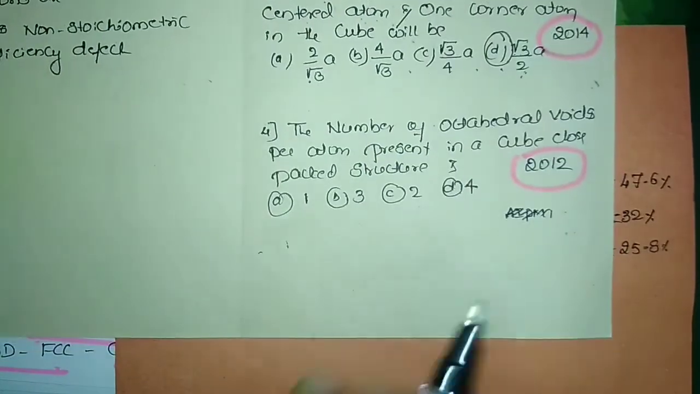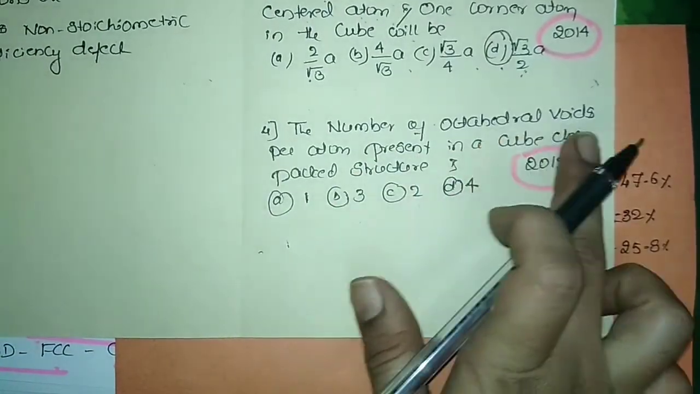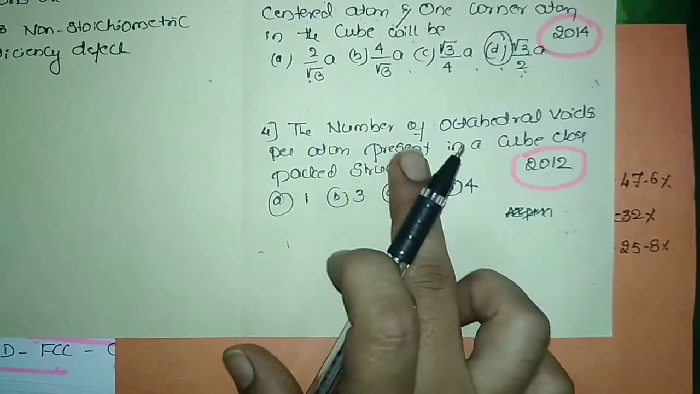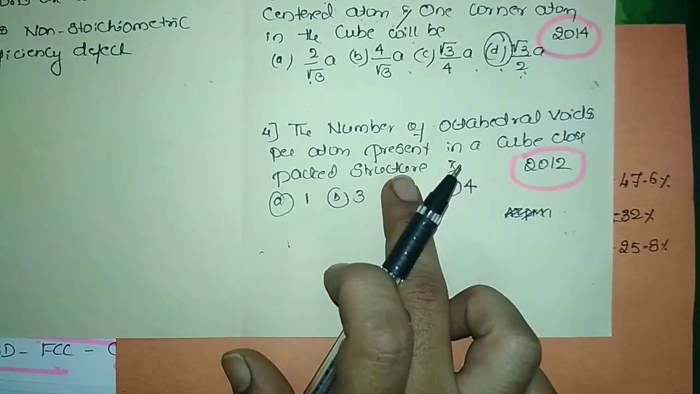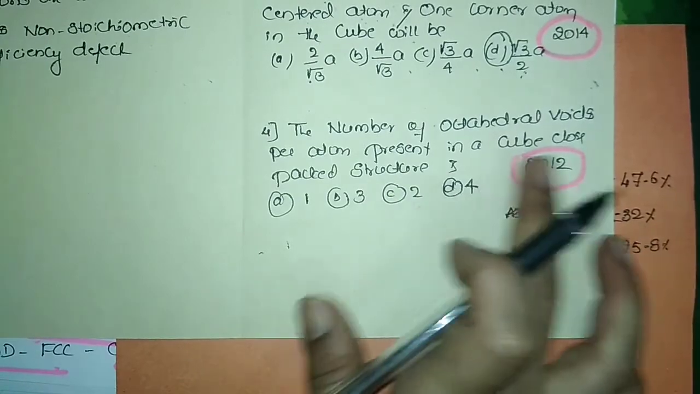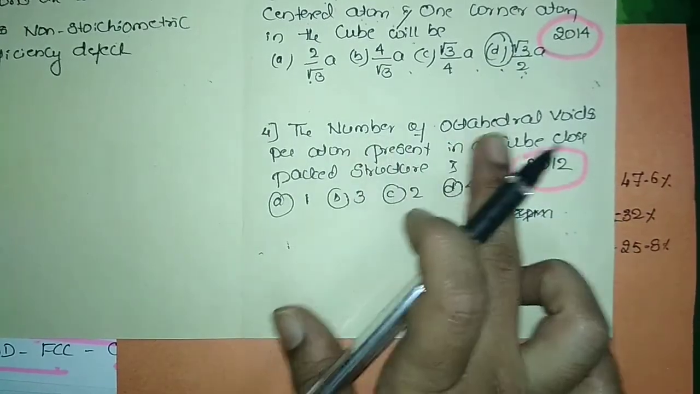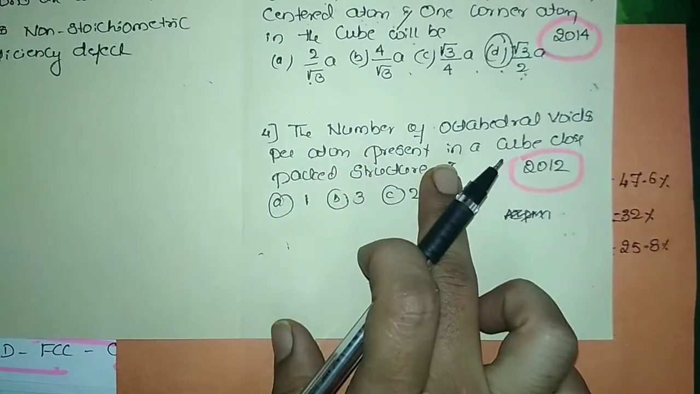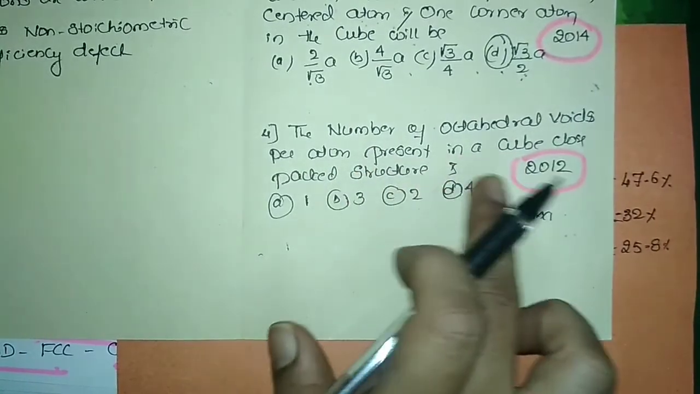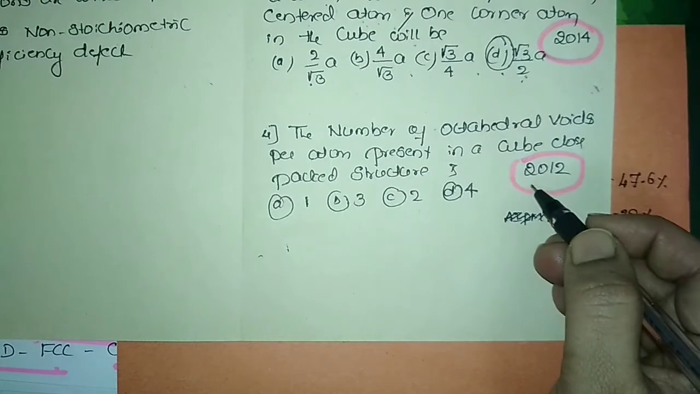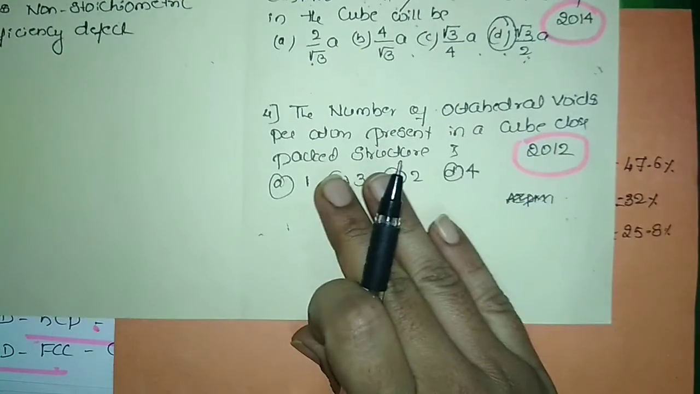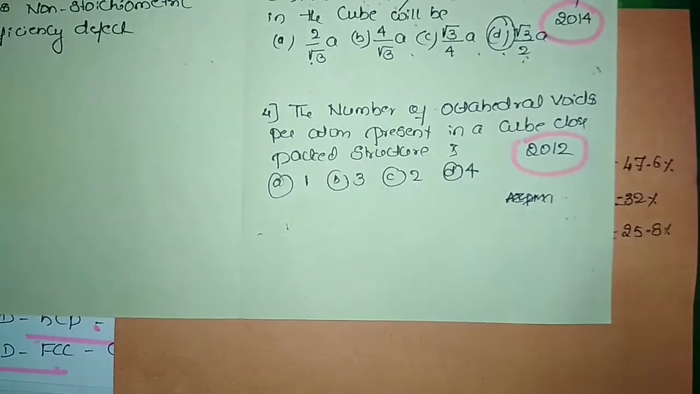Yes. The next question: the number of octahedral voids per atom present in a cubic close packed structure, which is nothing but a CCP structure. We need to tell the number of octahedral voids per atom present in a cubic close packed structure. This has been asked in the 2012 NEET exam. It's a very simple concept. You have a direct formula for this one.